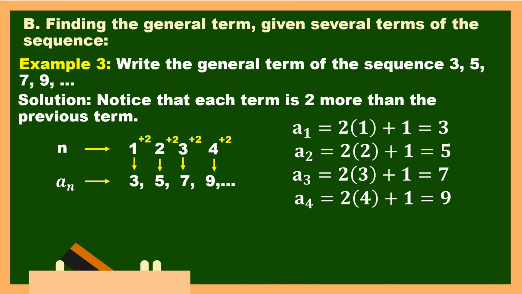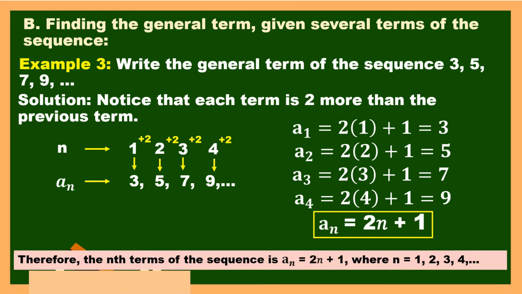Kaya ang general term ng given sequence na 3, 5, 7, 9, and so on is a sub n equals 2n plus 1. Therefore, the nth terms of the sequence is a sub n equals 2n plus 1, where n equals 1, 2, 3, 4, and so on.